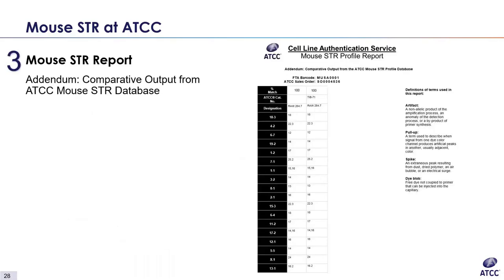The last page of the report is the comparative output. This is a useful table where you can take a look at the allele calls side by side for the submitted and matched sample. This table will also expand to include any other cell lines that may be a similar match. In this case, we have an exact match, so there are no additional cell lines added to the table. Attached to the emailed report we just reviewed will also be a PDF file of the submitted sample profile.